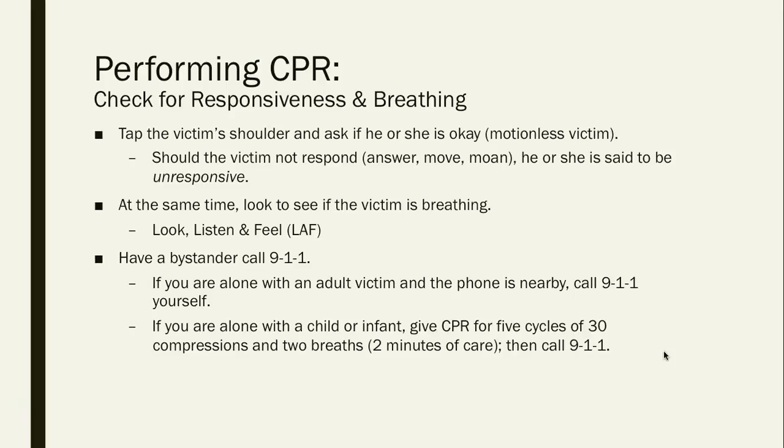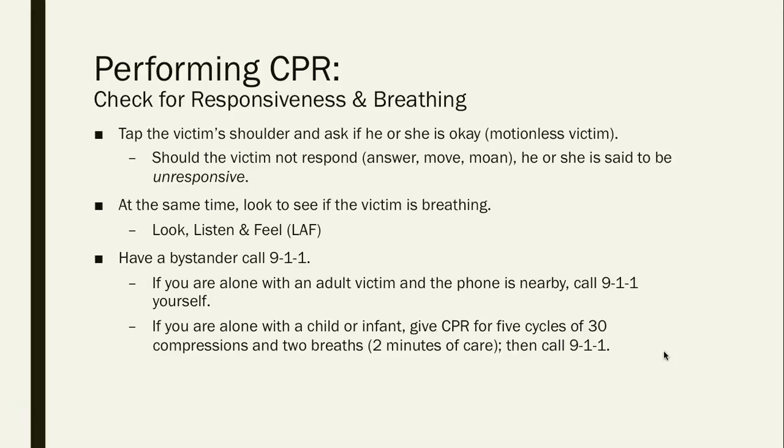They might be making some sounds. You might hear some gargling or something like that, but they're motionless, they're unresponsive. You are going to check that victim, and you're going to tap them on the shoulder and say, "Can you hear me? Can you hear me? Are you okay?" If there's no response, that person is considered unresponsive.